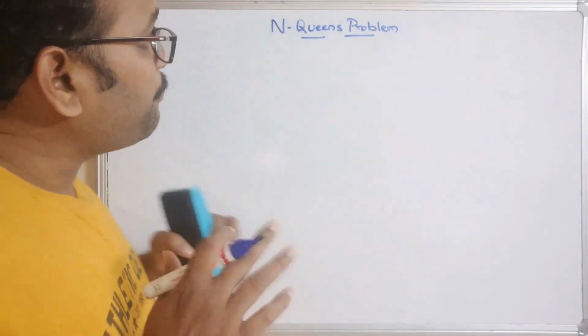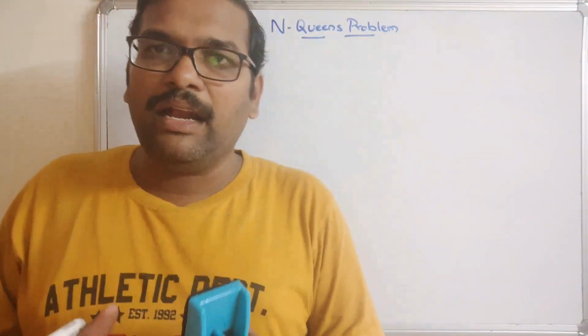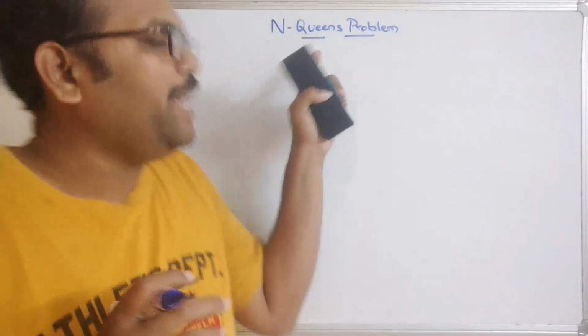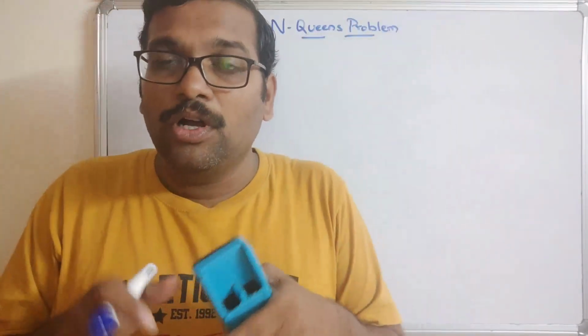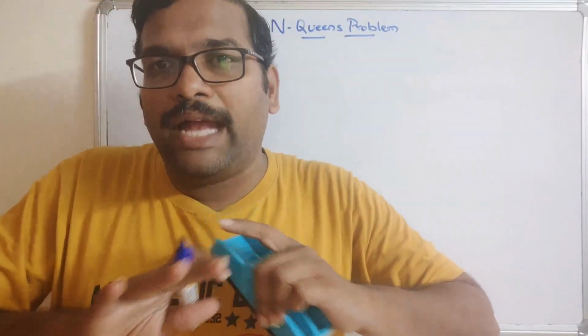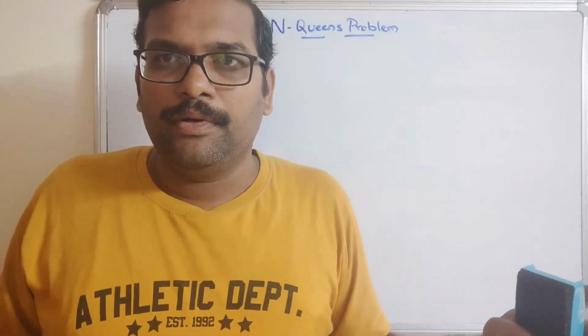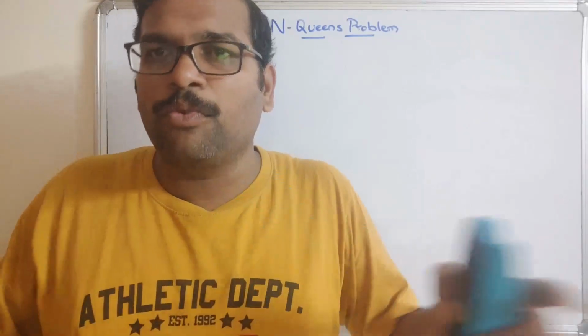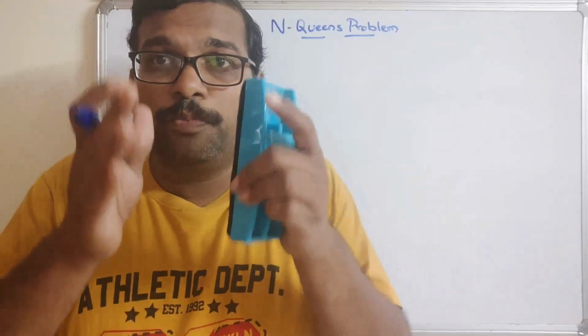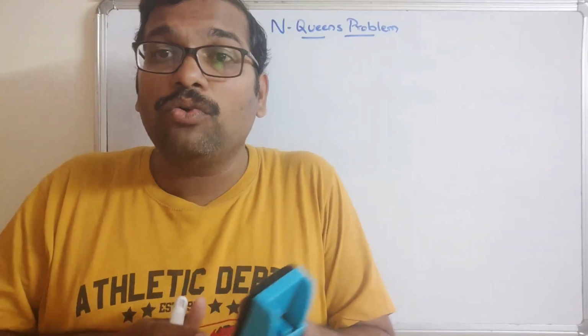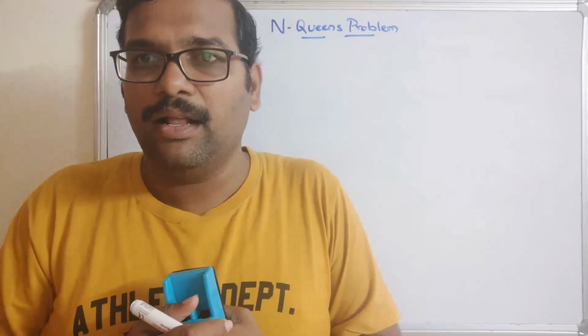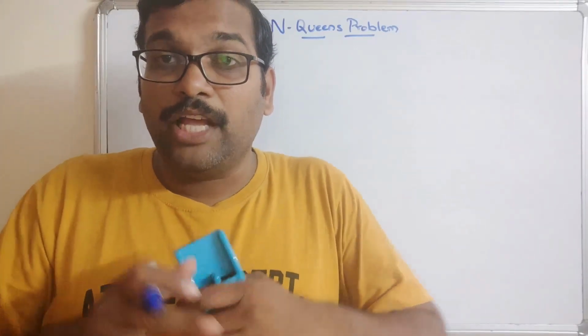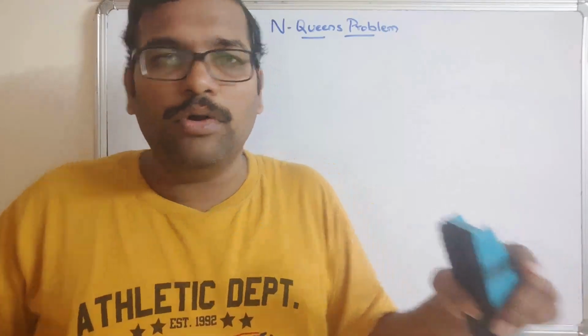So here the problem is how we can arrange a number of queens on one chessboard so that there will be no attacking mode. That means no two queens should be in the same row, no two queens should be in the same column, and no two queens should be on the same diagonal path. There should be no attacking mode, right?